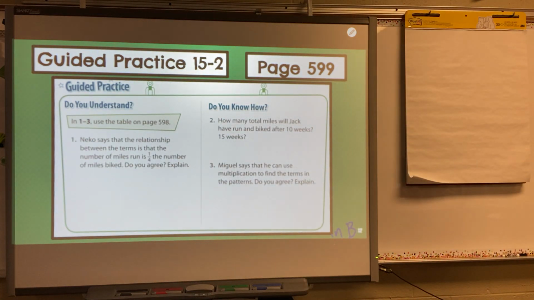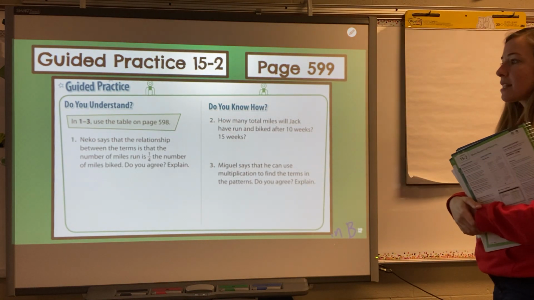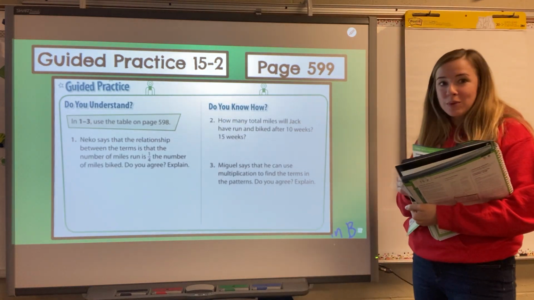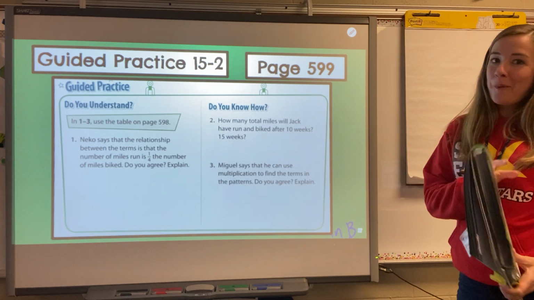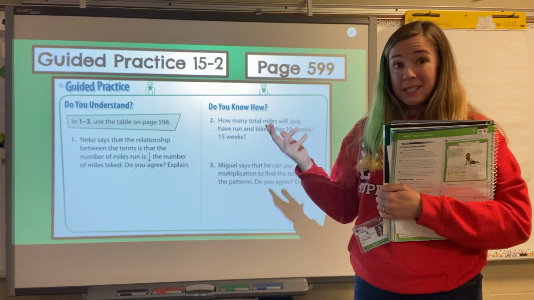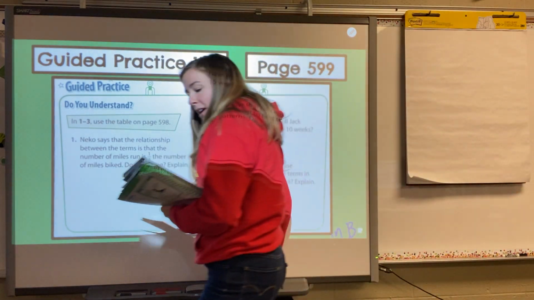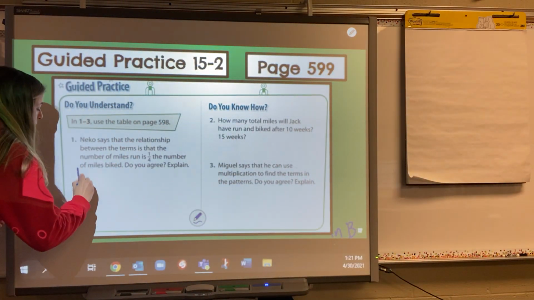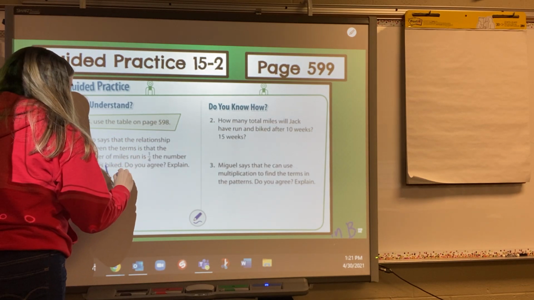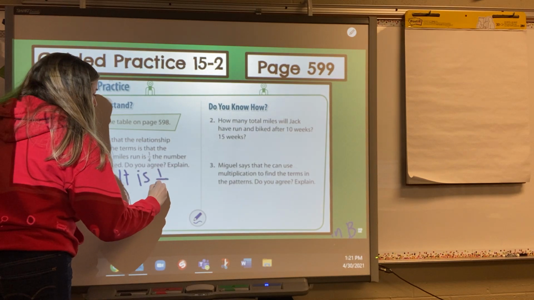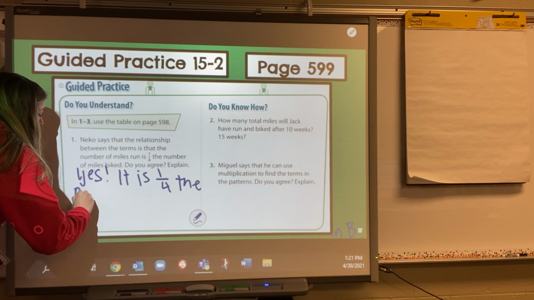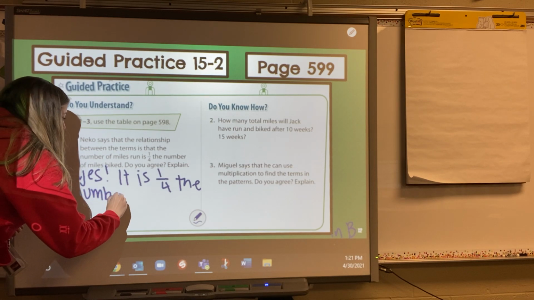Okay, let's see, Nico says the relationship between the terms is that the miles run is 1/4 the number of miles biked. Do you agree? So think about what I just said. Do you agree with that? It's just the inverse, or the opposite. Yes, it is. So we would say yes. It is 1/4 the number biked.